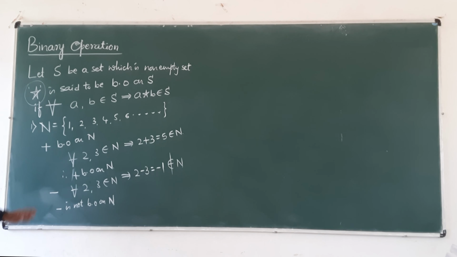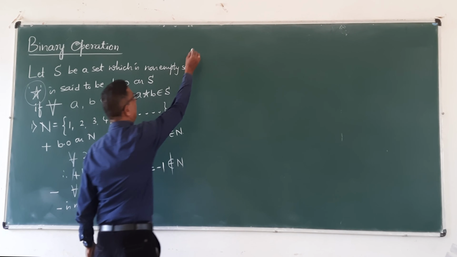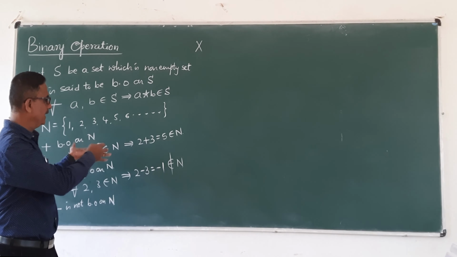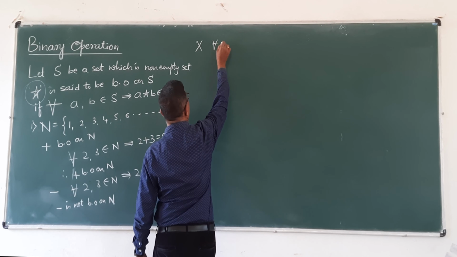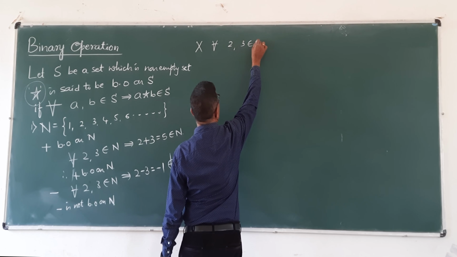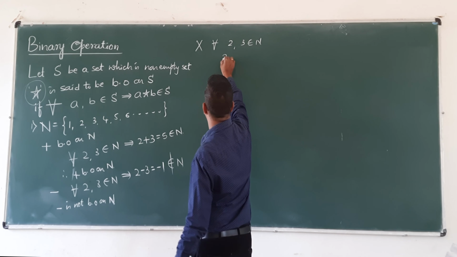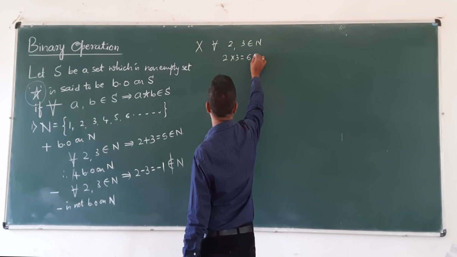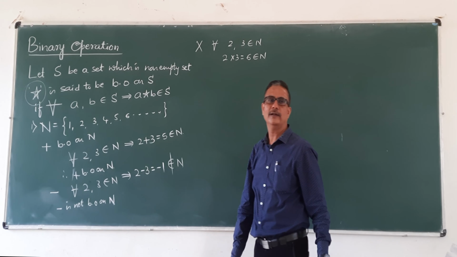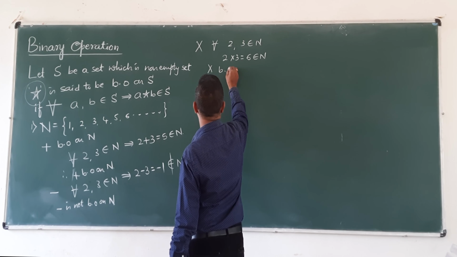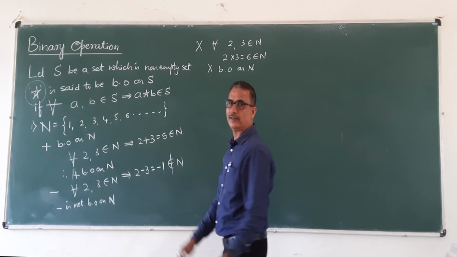Subtraction is not possible. What about multiplication? Whether multiplication is binary operation on the set of natural number? Yes. Take any two numbers. Say for all 2, 3 belongs to natural number or 5, 6 belongs to natural number. Then multiply 2 into 3, 6. 6 is also natural number. Therefore, multiplication is binary operation on the set of natural number.